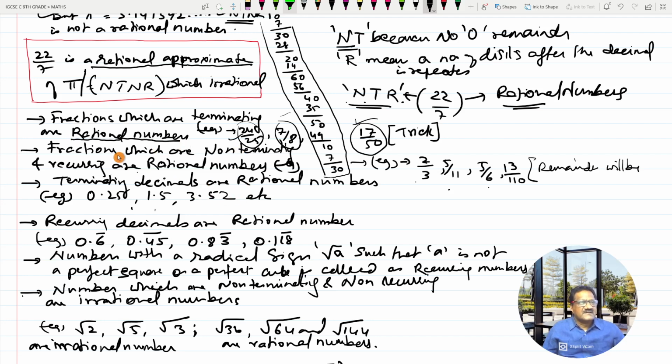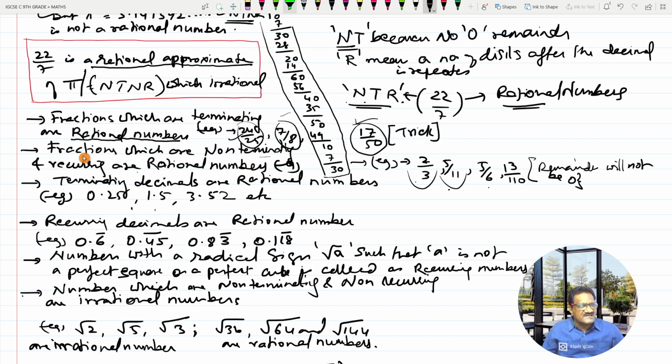I'll repeat from here. Fractions which are non-terminating and recurring are rational numbers. An example I have given here. These are the examples: 2 upon 3, 5 upon 11. Now these are the examples of fractions which are non-terminating. Now when I say non-terminating, it means the remainder will not be 0. But the quotient will be having a recurring digit.